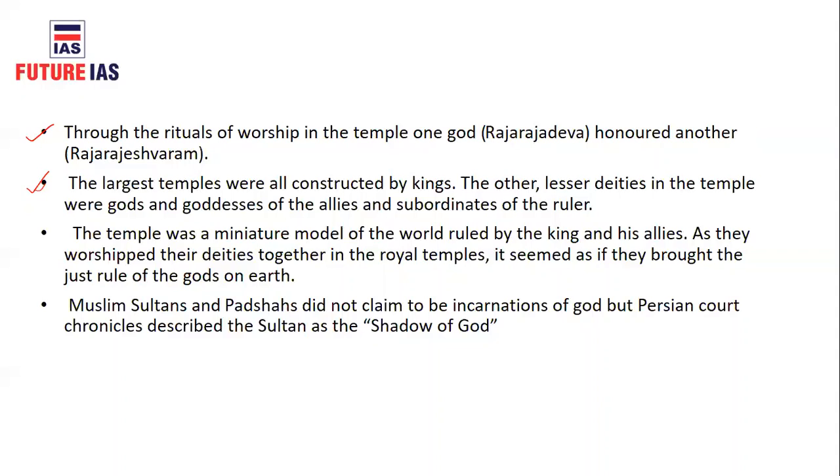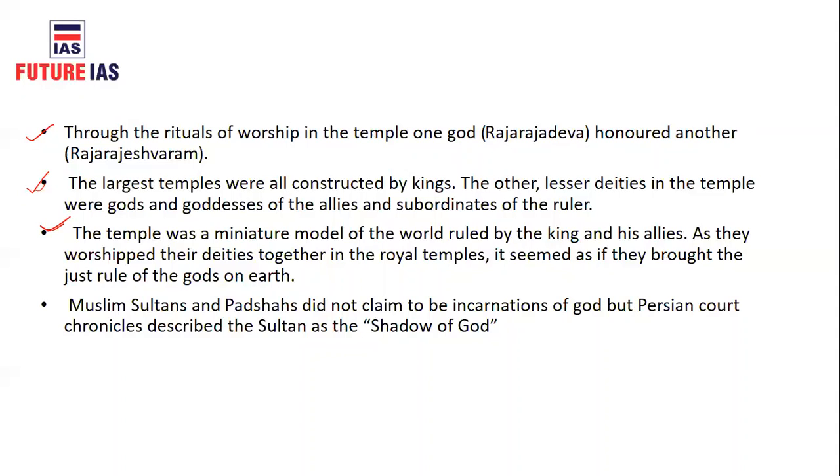Okay. And you must understand, the temple was a miniature model of the world which is ruled by the king. For example, the king himself used to worship their deities in the temples, right? It seems as if it brought the rule of the god on the earth. So it is a miniature model of the world ruled by the king, isn't it? As if the rule of the god is on the earth.